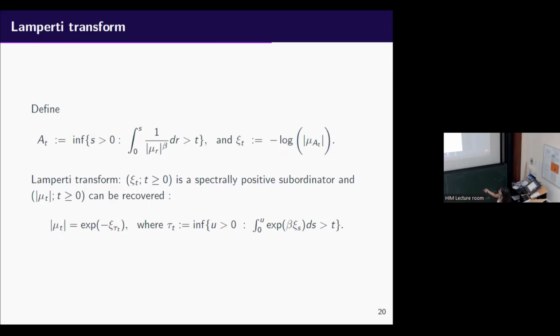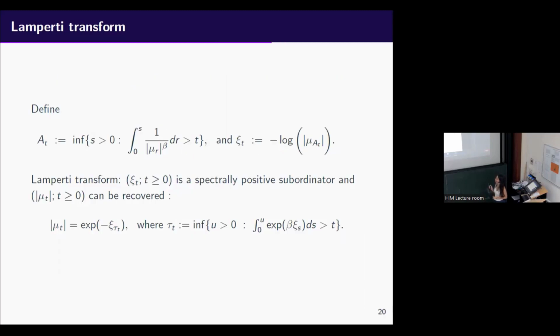And then what we know is that psi of t is a subordinator, okay? Which means basically that your block counting process is the exponential of minus a time-changed subordinator. Okay, but we can do a little bit more.